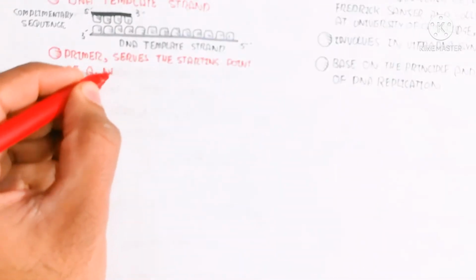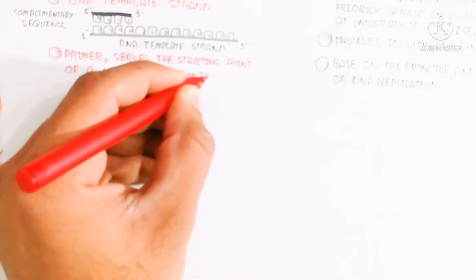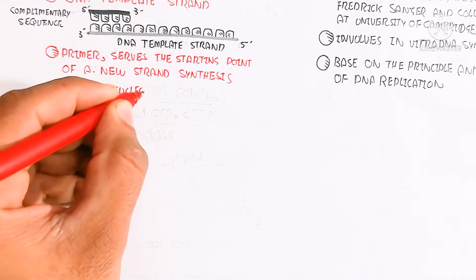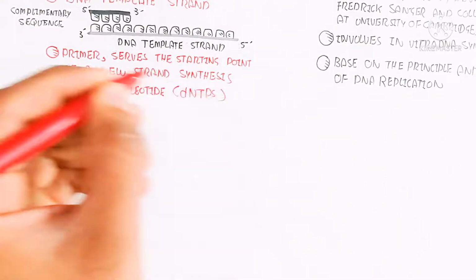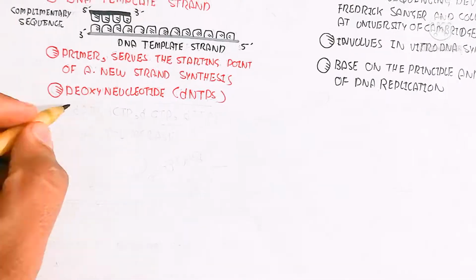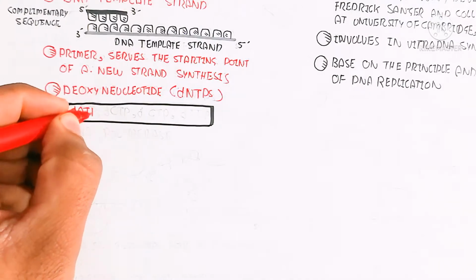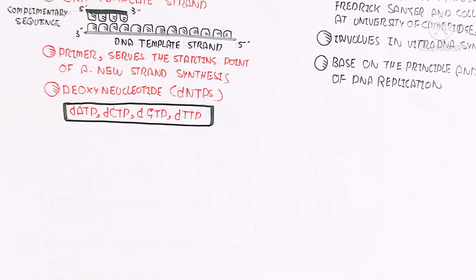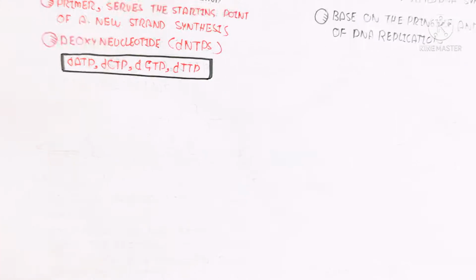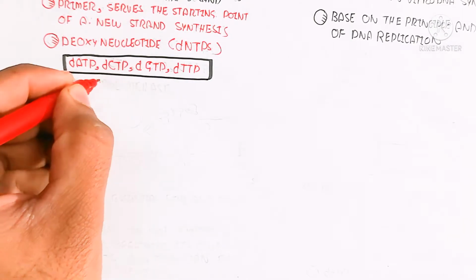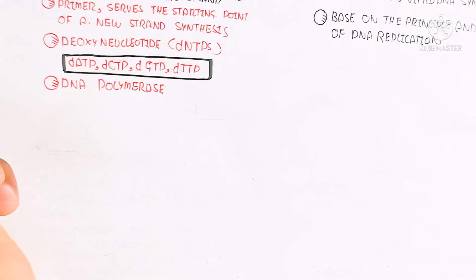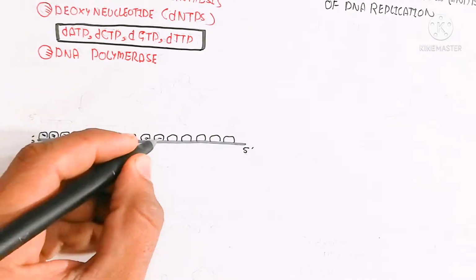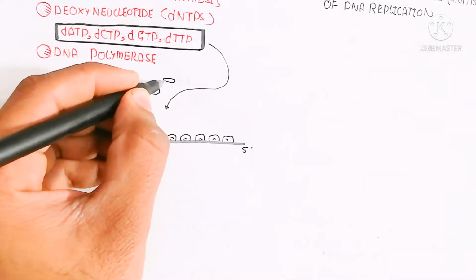the deoxynucleotide is very important. dNTPs contain deoxynucleotide adenine triphosphate, cytosine triphosphate, guanine triphosphate, as well as thymine triphosphate. These four types of deoxynucleotide are required for the synthesis of DNA. Let's begin to understand. Please concentrate on this diagram.